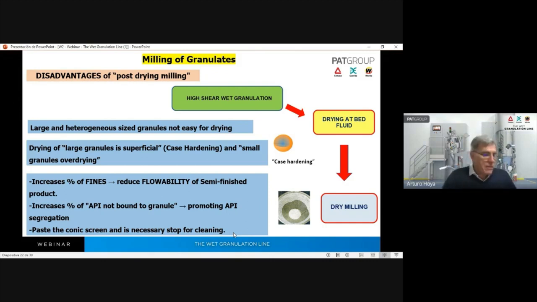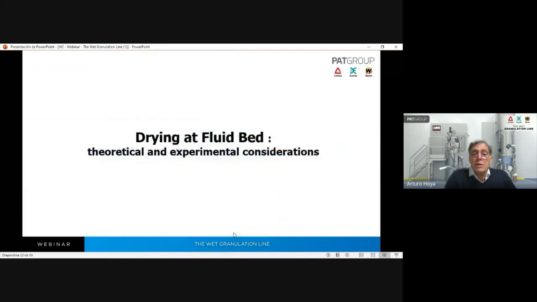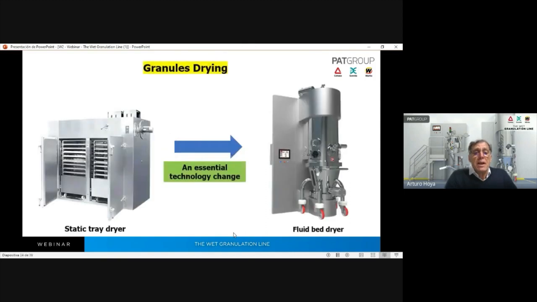Thank you, Gabriel. Now we need to overview the drying at fluid bed, the drying of a wet granule, and we will try theoretical and experimental considerations. First of all, I want to show you the static tray dryer at the left and the fluid bed dryer at the right. Of course, an essential technology change is necessary to have a fluid bed dryer because it has a lot of advantages.